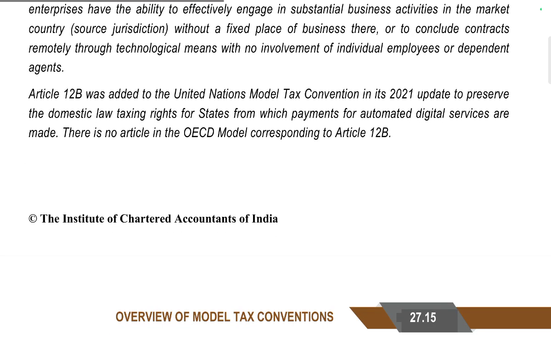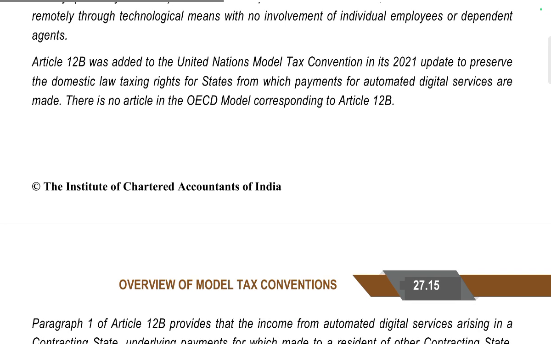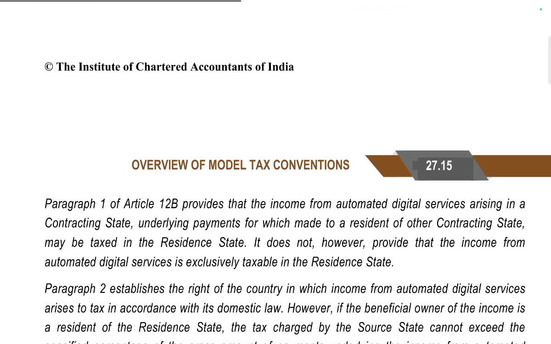Article 12B was added to the United Nations Model Tax Convention in 2021, updating it to preserve the taxing rights of the state in which payments for automated digital services are made. There is no comparable article in the OECD model corresponding to Article 12B.